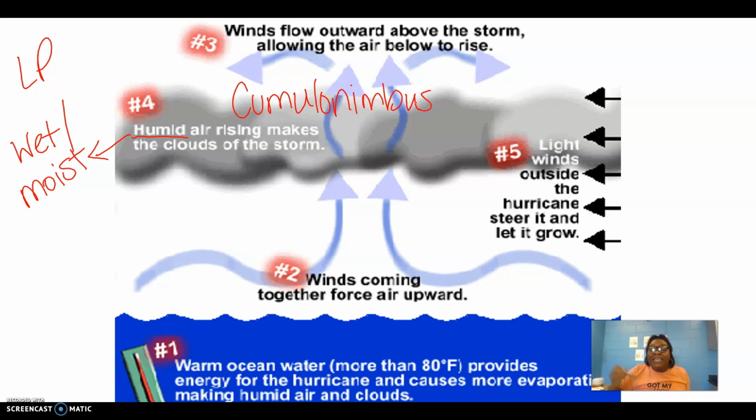Then step 5, these light winds outside the hurricane steer it and let it grow. So we'll see the storm becomes more powerful, and it starts to spin. And we want to make sure we understand that hurricanes lose power as they go closer to land. Yes, they're most powerful when they're being fed by the warm waters of our ocean. So when there's no longer that warm water at the base of our hurricane, it starts to get weaker. However, a lot of damage is caused in that time because hurricanes can last for so long.